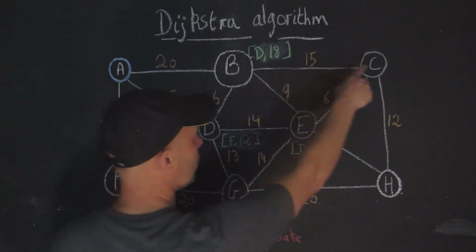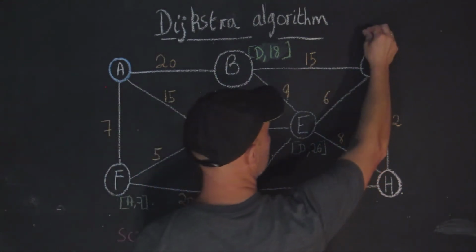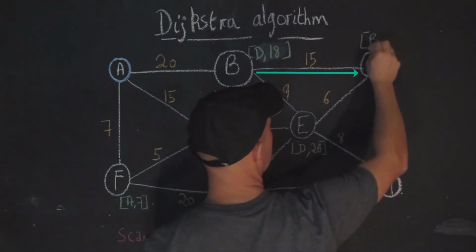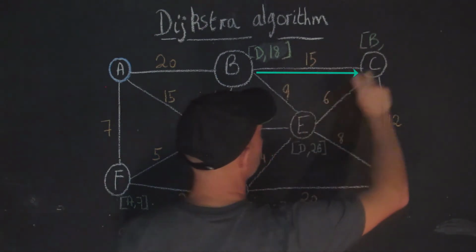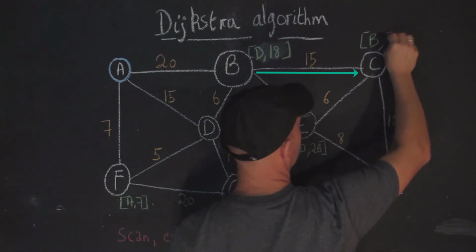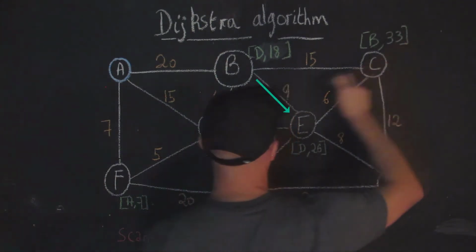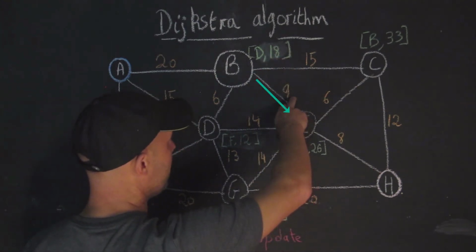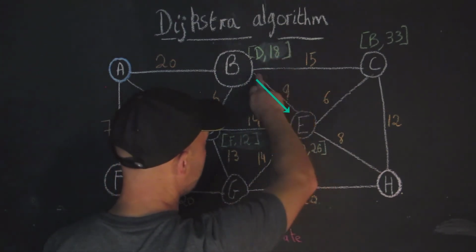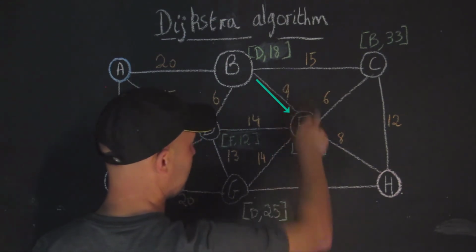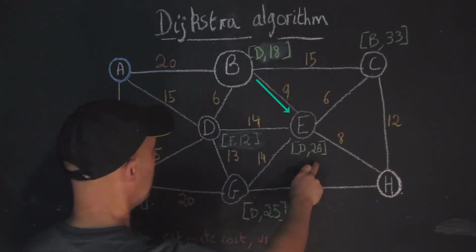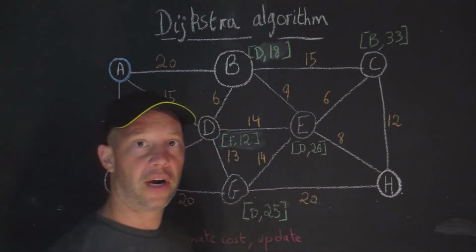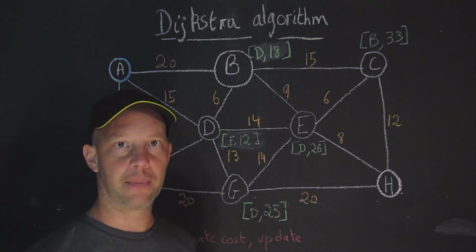So from B now I can reach C, right? That's an option, of course. I'm going to write here B, and from there 18 plus 15 would give us 33. Very good. From B I can go to E. Now 18 plus 9, that would be 27. Is it better or not? No, it's not better. And again, that's all I can update. So this is where I am now, and we are going to go to the next step.